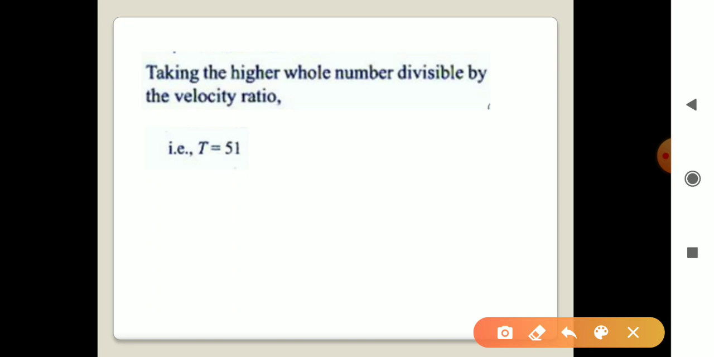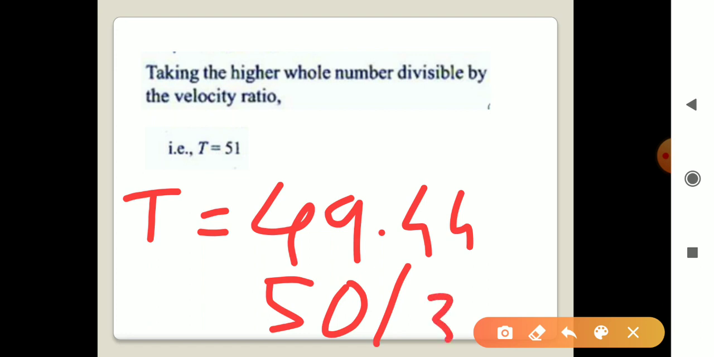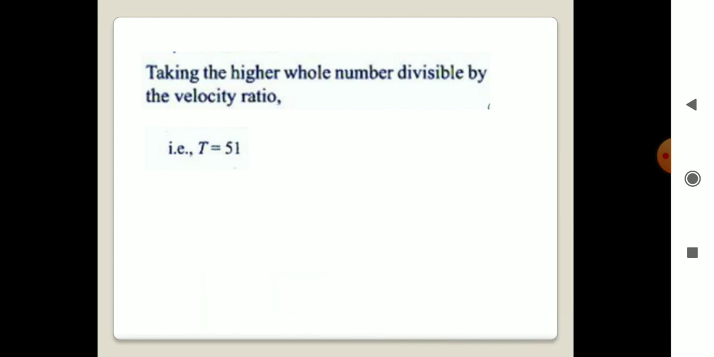You got the point? So we already got capital T is equal to 49.44. So take the next higher number, 50, but this 50 is not divisible by 3. So take the next number that is divisible by 3, that is 51. So capital T is equal to 51, and small t is equal to 51 divided by 3, which is equal to 17. This is the number of teeth on the pinion.